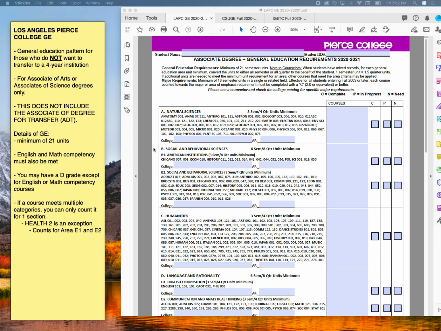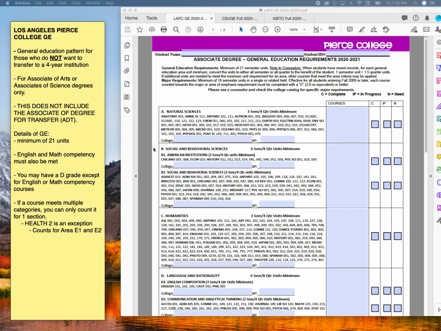And I'm going to cover the Los Angeles Pierce College General Education Pattern today. This general education pattern is for students who do not want to transfer to a four-year institution. These are students who just want to get their associate's degree and then enter the workforce. It is the shortest of the three general education patterns that we offer.